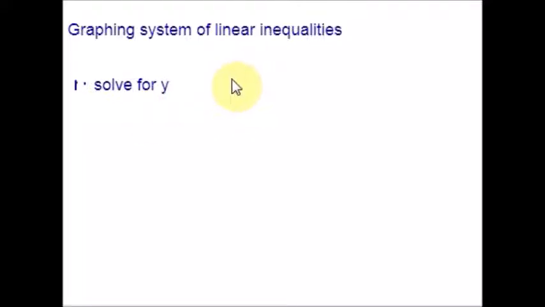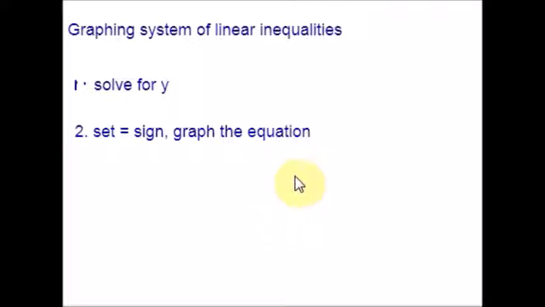And step 2. Treat the inequality as a linear equation and graph the line as either a solid line or a dashed line. It depends on the inequality sign. In case it is a greater than or equal to or less than or equal to sign, you have to draw a solid line in the graph. In case there is no equality sign, I mean only greater than or less than symbols are used, you have to use a dashed line or broken line.